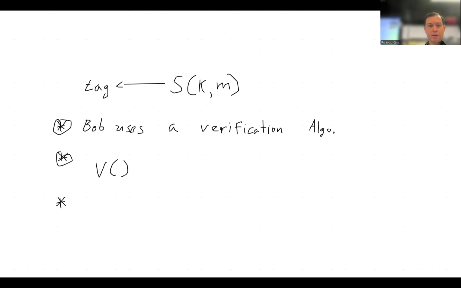So it's going to be V K M and the tag that was received from Alice. And this function just returns either true or false. Okay. And that's basically the idea of this example.